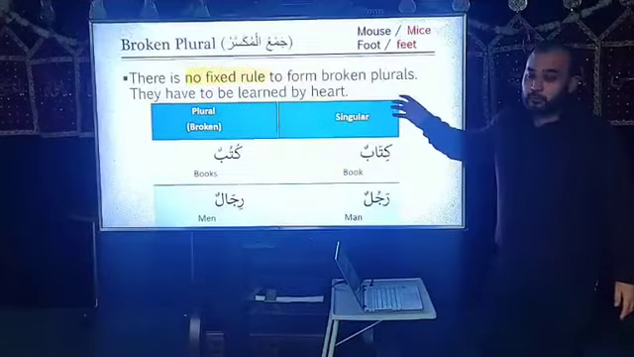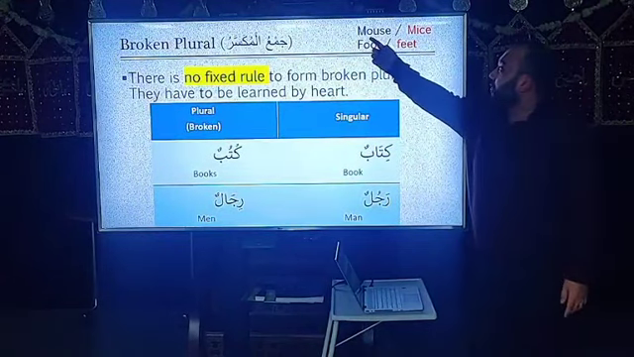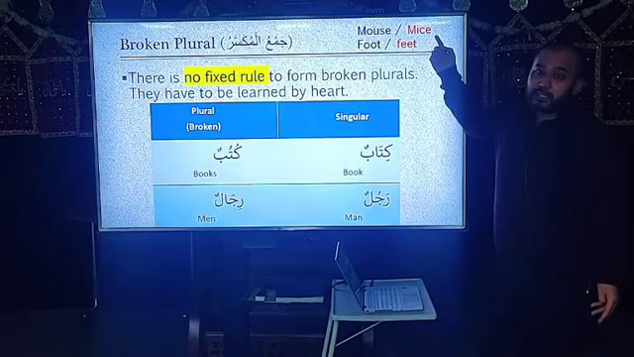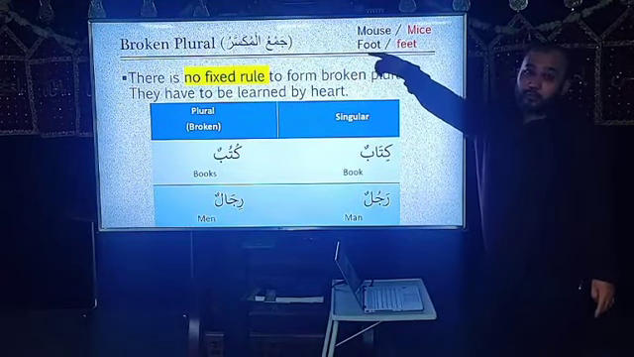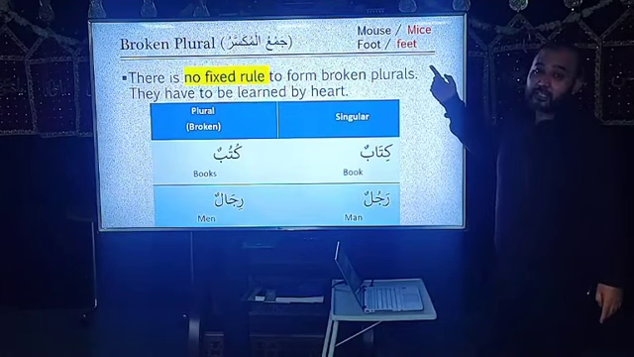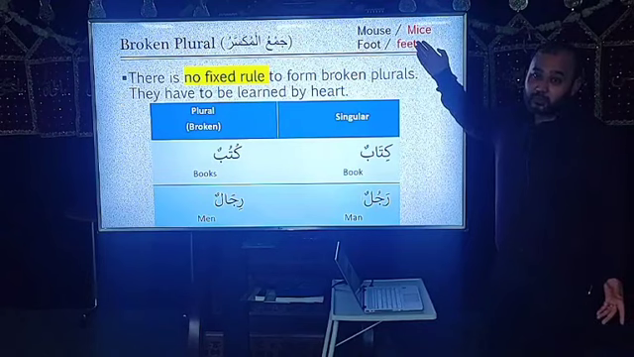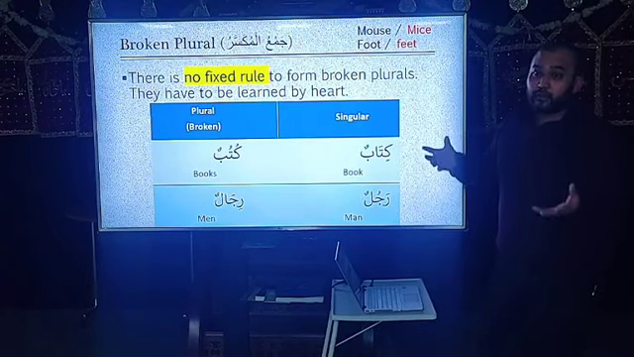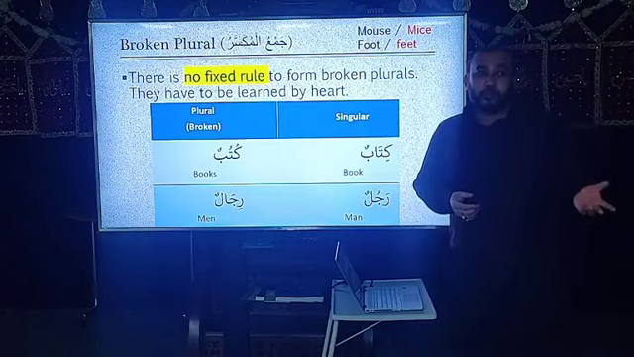So how does broken plural work in English? For example, you have mouse, the plural is mice. So it's not mouses or something else. Foot is not foots, it's feet. So we have this in English as well. The plural is different for some words. It doesn't follow the rules which the other words follow.